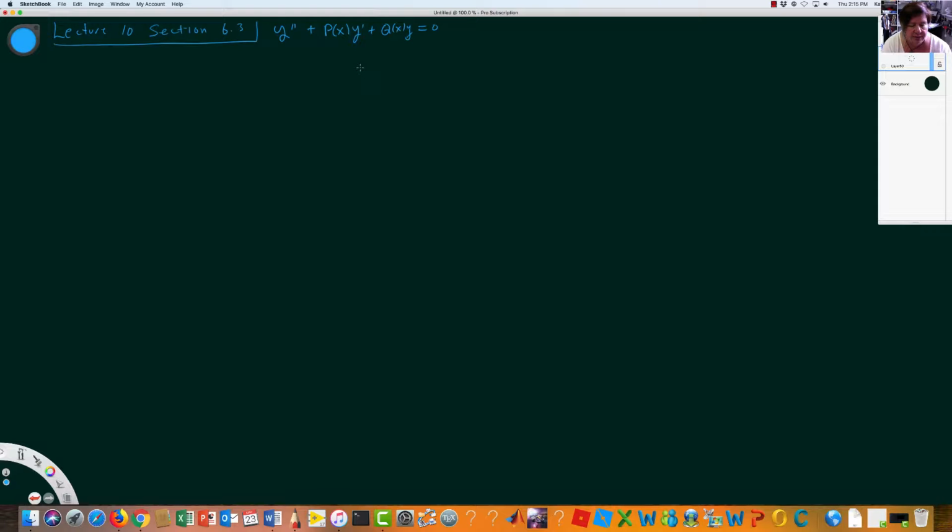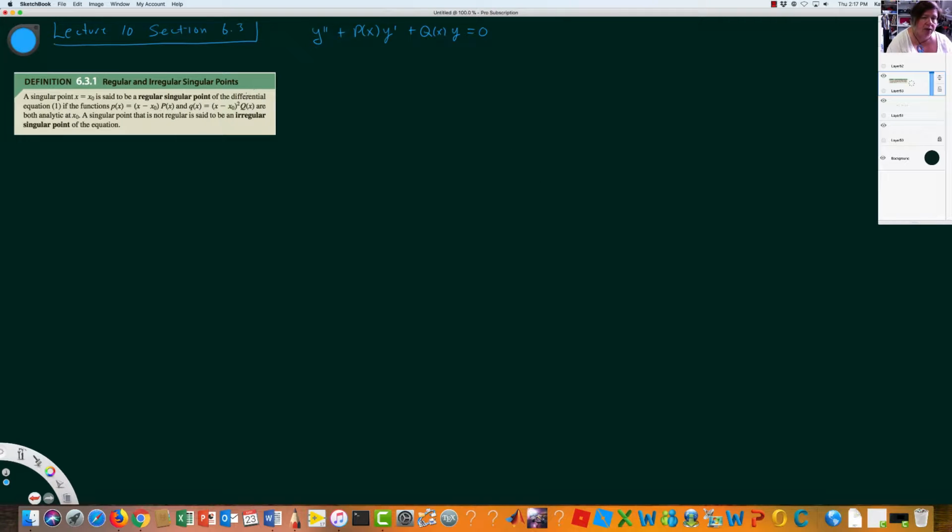Okay, so I have the definition up here. A singular point at x equals x naught is said to be a regular singular point of the differential equation if the functions little p of x, which is x minus x naught times P of x, and little q of x, which is x minus x naught squared times Q of x, are both analytic at x naught. If that is not true, this is called an irregular singular point. That sounds like a lot of stuff going on. Let's take a look at an example. I think that would help a lot.